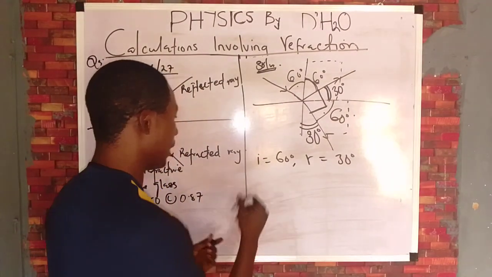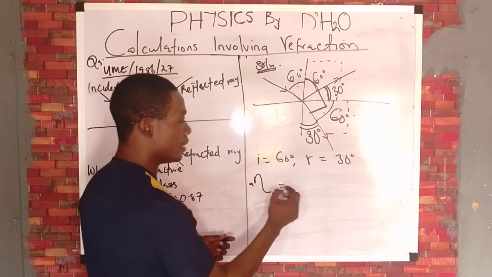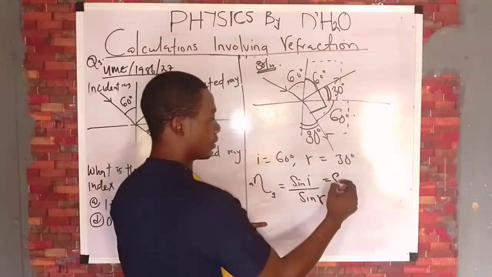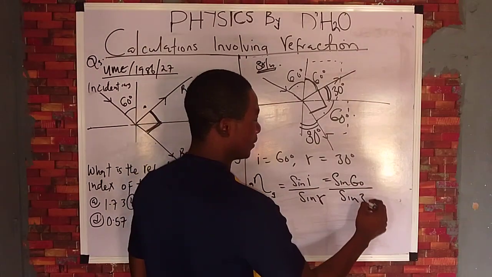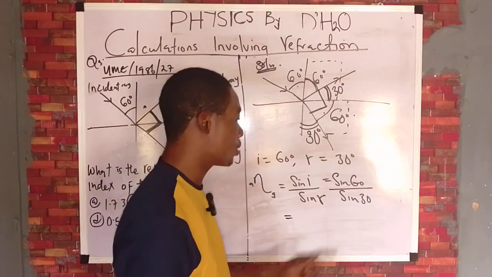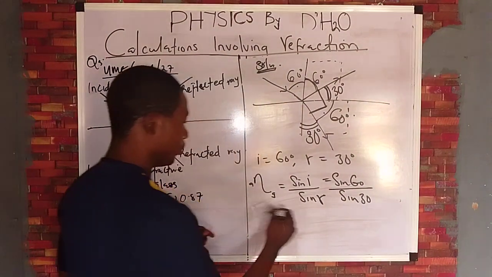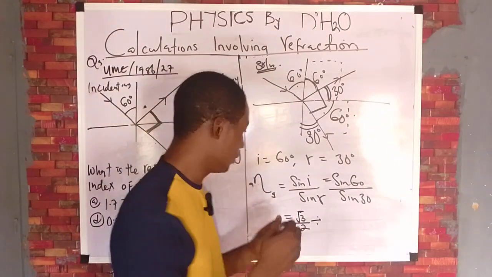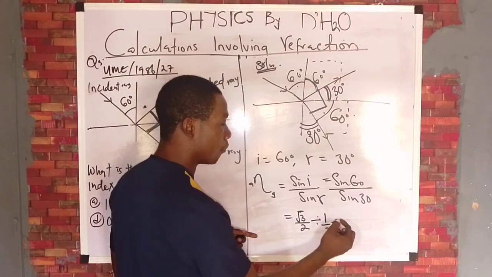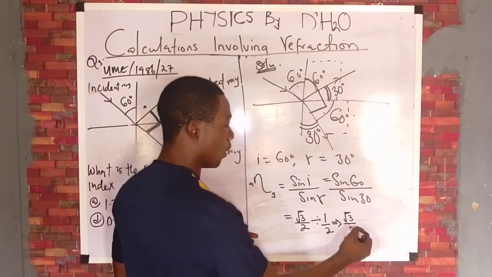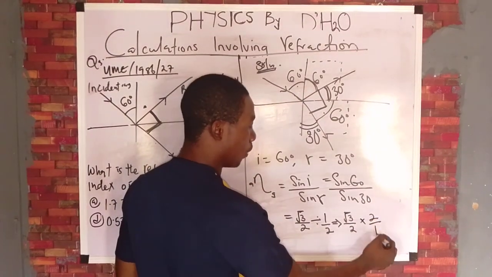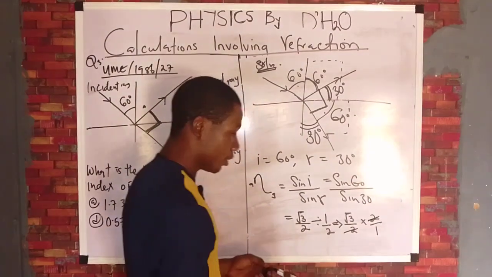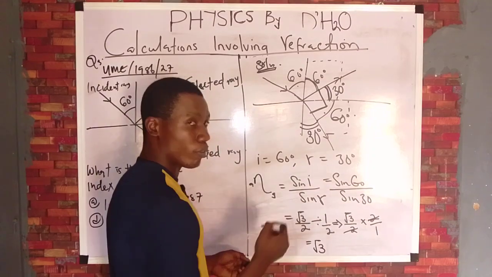So what do we do? Remember that refractive index from air to glass is sine I over sine R. So that will give us sine 60 over sine 30. Okay? Don't forget that your sine 60 is root 3 over 2 divided by your sine 30, which is 1 over 2. And that will further give us root 3 over 2 times 2 over 1. So what do we have now? We have that this can cancel this. What are we left with? Root 3.